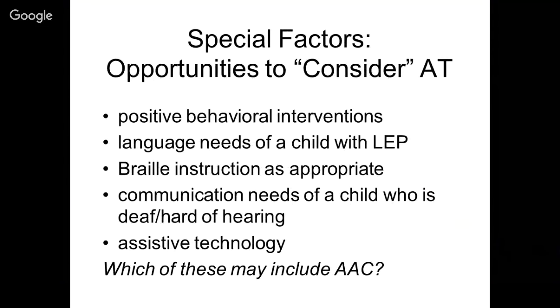So further, the regulations talk about special factors, and these are all opportunities to think about or consider AT. Positive behavioral interventions, the language needs of a child with limited English proficiency, Braille instruction as appropriate, the communication needs of a child who's deaf or hard of hearing, and assistive technology. So looking at these 5 special factors or special considerations, which of them may include AAC?